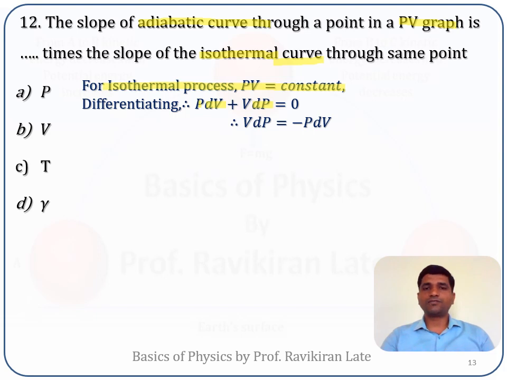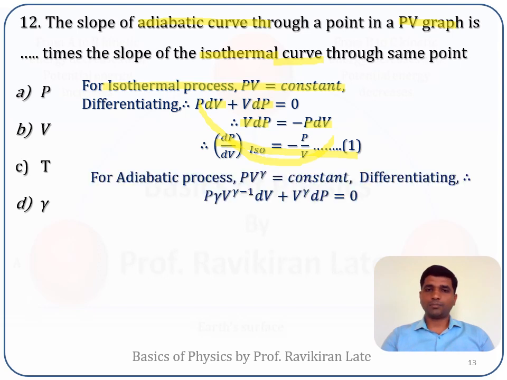So if I rearrange this equation, if I transfer this P dV from this side to this side, it will be minus, because on this side it is plus. So V dP we are getting is equal to minus P dV. So if I want to calculate the slope, then it will be dP by dV is equal to minus P by V. Let us call this equation number 1.